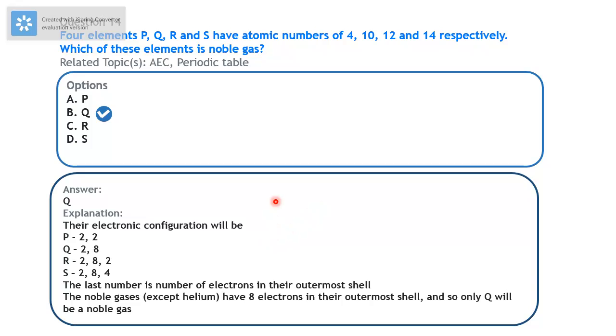Another way that you can solve this question is to identify the names of these elements. So we look at which element has an atomic number of 4? That's beryllium. Beryllium is not a noble gas. Which one has 10? That is neon, and neon is a noble gas. So we can tell just by looking at which elements have these atomic numbers. If you read the periodic table, the 4th one is beryllium, the 10th is neon, and you have the other ones as well.